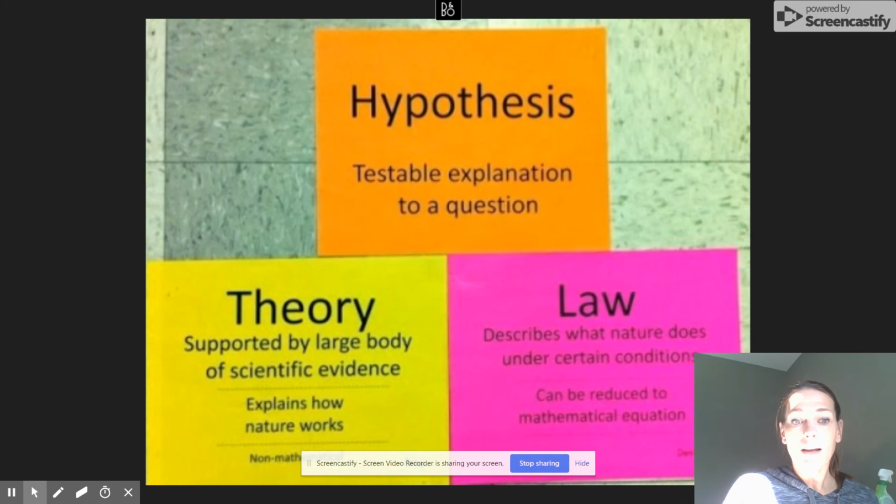So a theory is a collection of hypotheses that are supported by a large body of scientific evidence. So they have lots of hypotheses that were confirmed accurate behind them. A law is something that describes what happens under certain conditions, and it's usually a mathematical equation. A theory never becomes a law. They are two separate things.